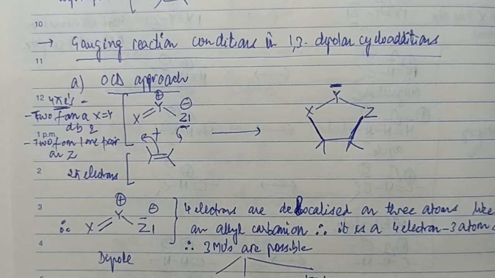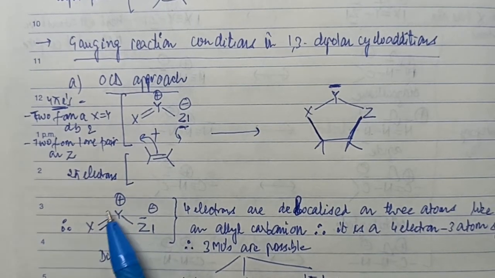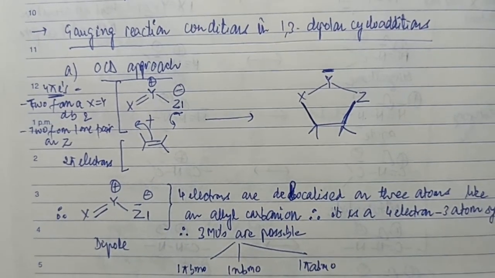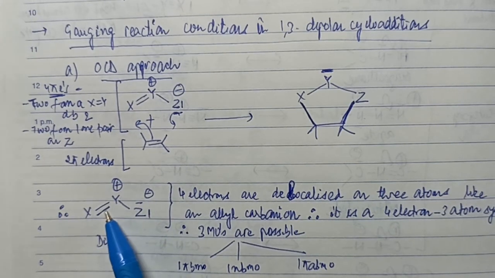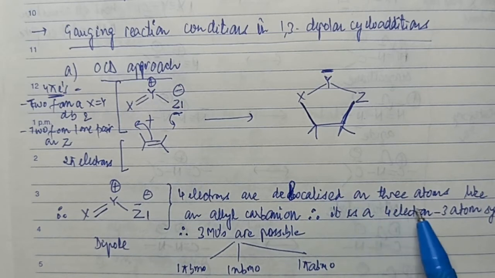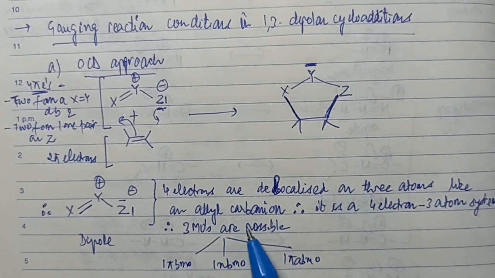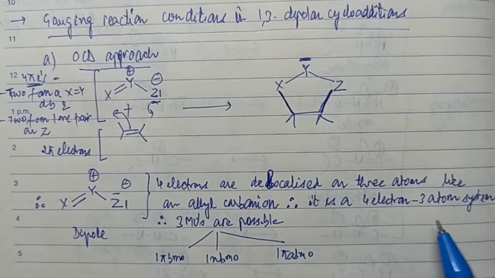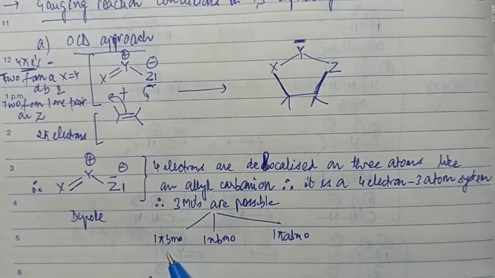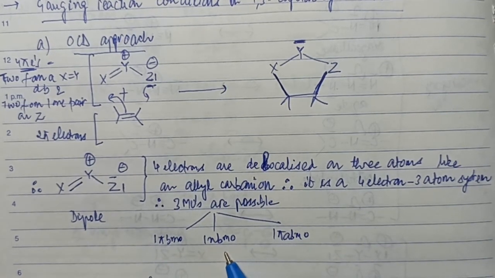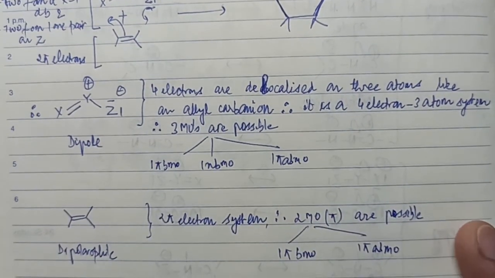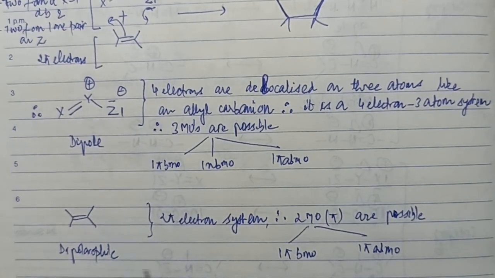Therefore, if I repeat again, I have a dipole, let's say XYZ, a double bond is there, Y has positive charge, let's say Z has negative charge. These are contributing 4 electrons, 2 electrons coming from the double bond, 2 electrons coming from this lone pair. So 4 electrons are delocalized over 3 atoms like an allyl anion, and therefore it is a 4 electron 3 atom system. 3 molecular orbitals are possible. One will be pi bonding, one will be pi anti-bonding, and one will be the non-bonding orbital corresponding to this dipole. And if you talk about the dipolarophile, it's a 2 pi electron system, so it is simple.